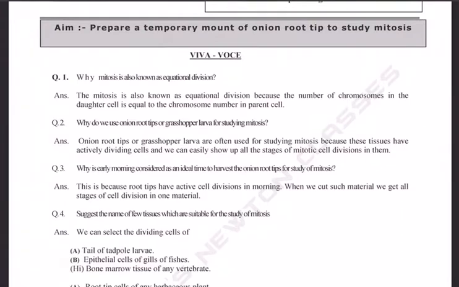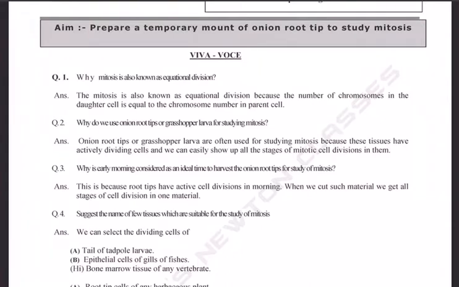So the experiment that we are talking about is preparation of a temporary mount of onion root tip to study mitosis. And as all of you know, this is slide preparation. It's meant for 5 marks. And the 5 marks are given based on your skill, based on the technique that you use, plus some of the viva questions. What are those?